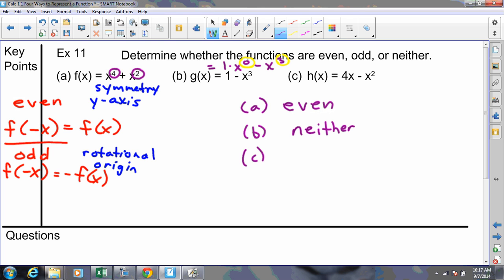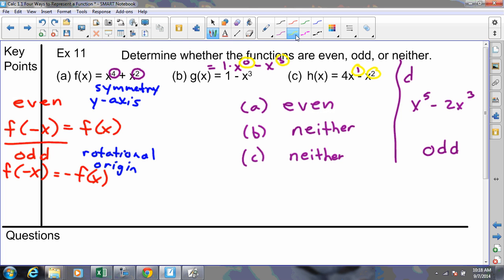For part C, we can look at them and say, well, since we don't see an exponent, it's understood to be x to the first. And so 1 and 2, even and odd, this is another instance where it's neither. If you had a polynomial that would check out to be odd, we'll say example D could be something like x to the fifth minus 2x to the third. This would be an odd function, because exponent of 5, exponent of 3. Both of those are odd numbers, so it's an odd function. And the coefficient of 2 doesn't matter at all. Coefficients do not have an effect on odd or even.